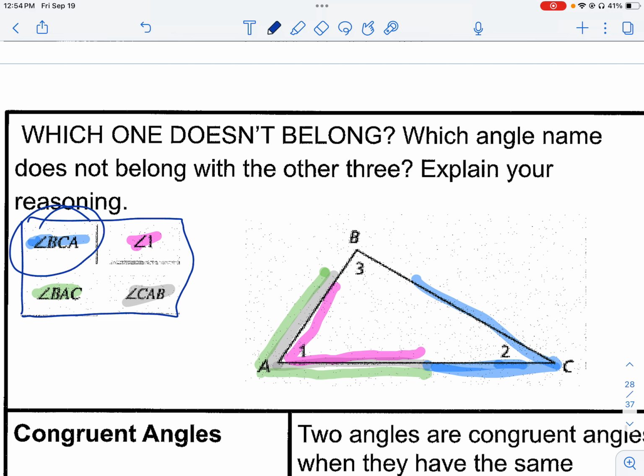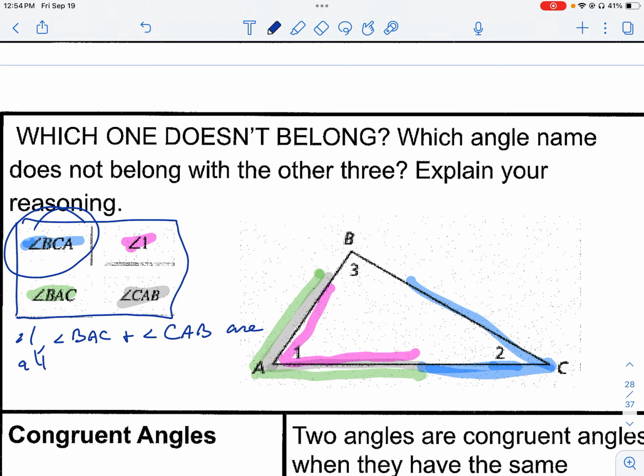Which one's different? Angle BAC. Why? Because angle 1, angle BAC, and angle CAB are all the same angle. So BAC is different because it is quite literally a different angle.